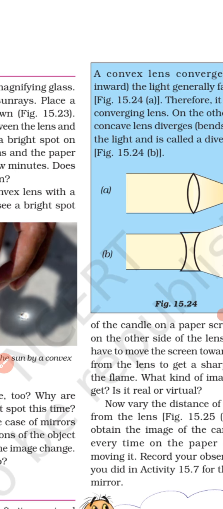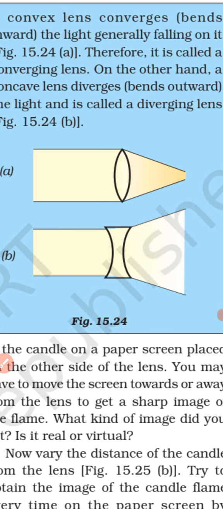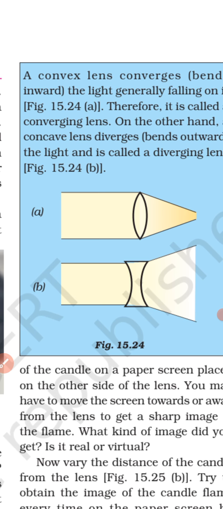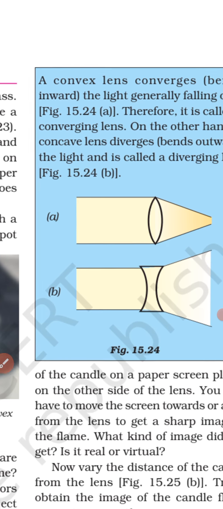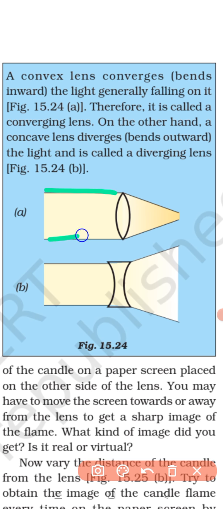See, to understand this, there is a property of a convex lens and concave lens, both. I will explain you together. See, when light rays are falling on a convex lens, then the convex lens converges the light rays. That means it bends them. The light rays will bend inwards. A convex lens converges the light rays inwards. They will meet at a point. So a convex lens bends inwards what? The light rays.